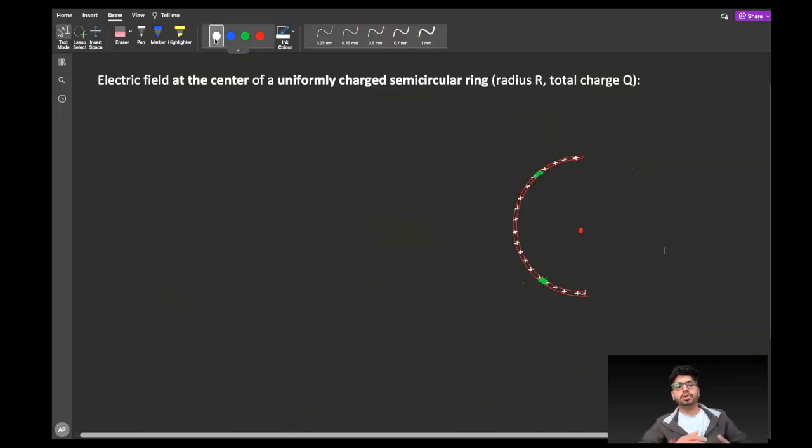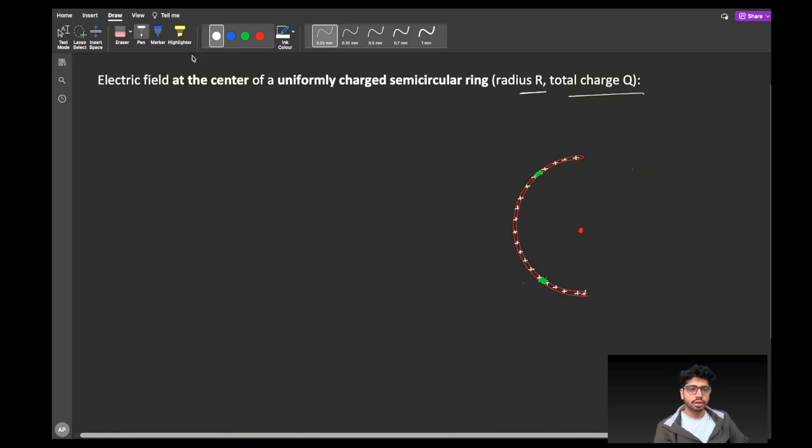So today we are going to discuss the electric field at the center of a uniformly charged semicircular ring. It has a radius capital R, and the total charge we define as Q. Our target is to find the electric field due to this semicircular arc at this point, at the center.